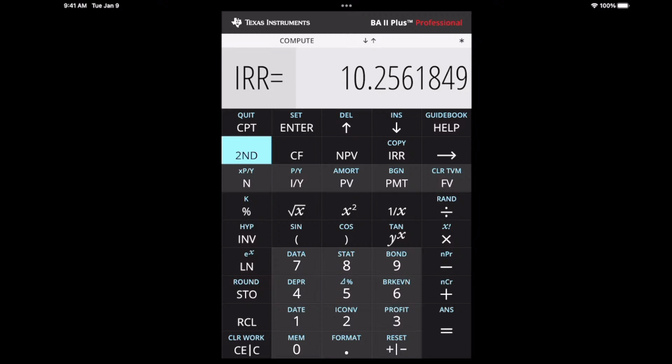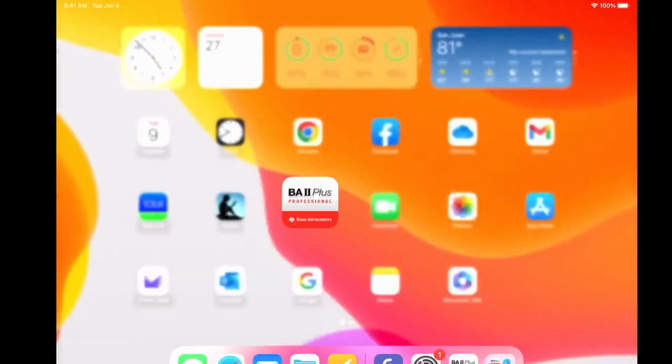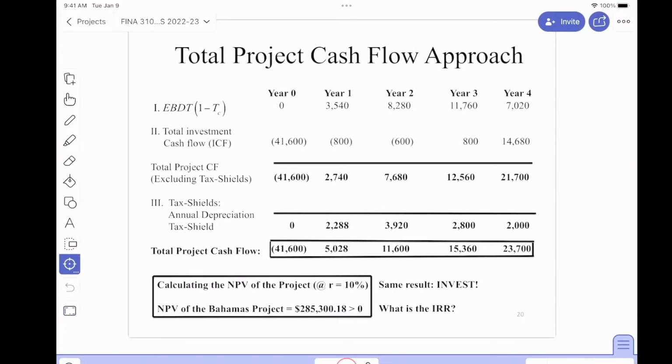So 10.25, 10.26. Because it's an investment project, the first cash flow is a negative, and the internal rate of return is greater than the required rate of return, we invest, right? We should have the same answer, whether we use NPV or IRR.